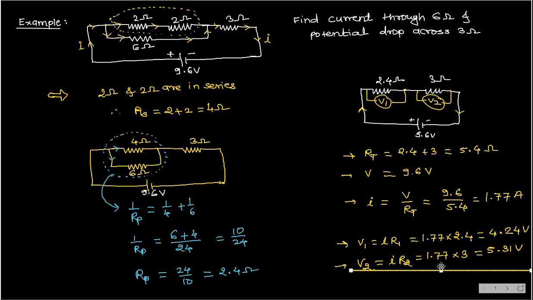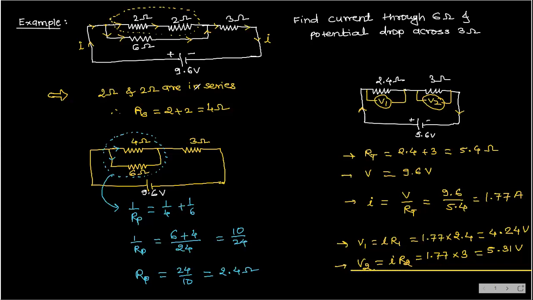Now what to do next? Now we have to find current across 6 ohm, right? Half the question is finished. Everyone understand till here? Any doubt? No, sir. Okay.